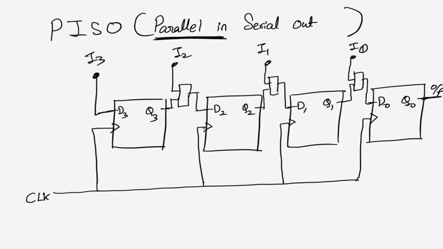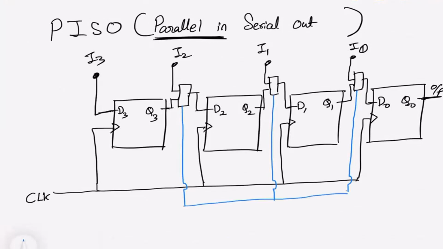And since you are using a 2:1 multiplexer, you have one select line, or you can say this one is a control line, whatever you want.